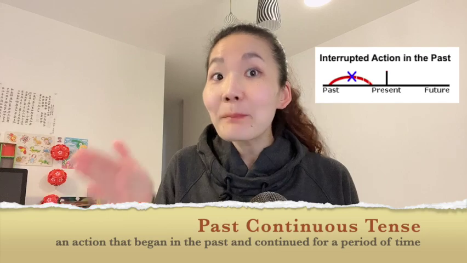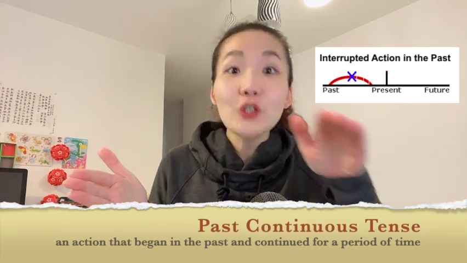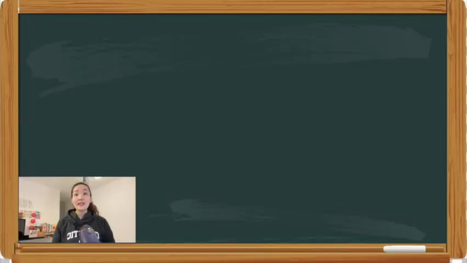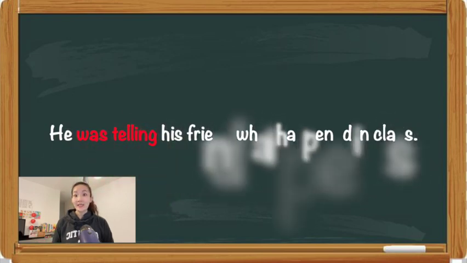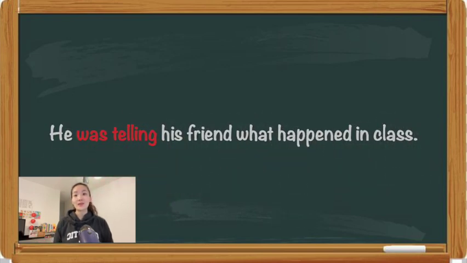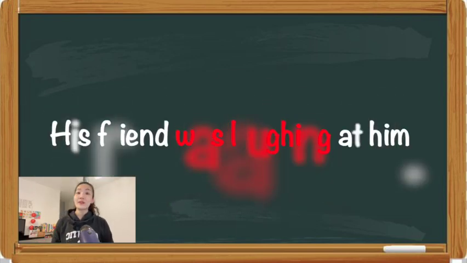Here, Caden used the past continuous tense to talk about what he was doing in the past. We use past continuous tense to describe an action that began in the past and continued for a short period of time. Like, he was telling his friends what happened in class. His friend was laughing at him.